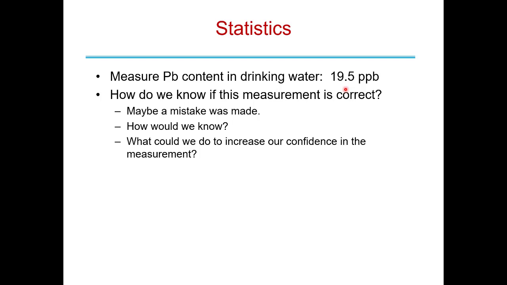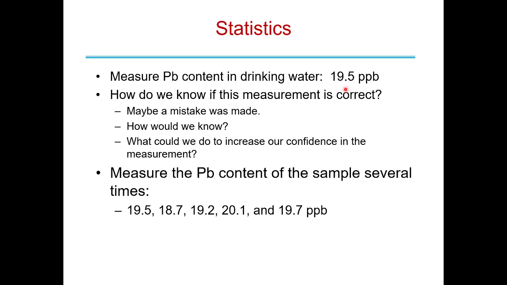Maybe we made a mistake in the procedure. How would we know that? What could we do to increase our confidence in that measurement? Well, one easy thing we might do is, if we have a big jug of this water sample and we took a small part to do the analysis, take that same jug, get another little part, and repeat the analysis. If we get the same number, that convinces us that maybe we didn't make a mistake, because maybe we've learned how to do the procedure correctly. Maybe we've learned how to do it wrong. That would be a systematic error, but at least it gives us a little bit more confidence.